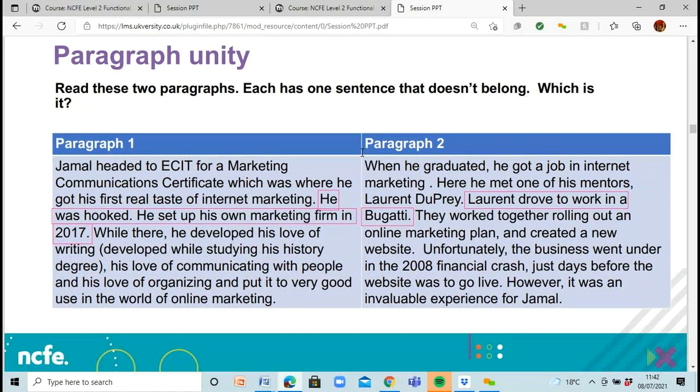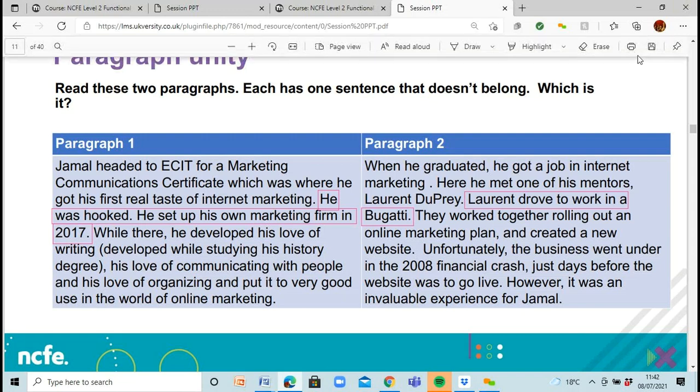So paragraph 1. Jamal headed to ECIT for a marketing communication certificate, which was where he got his first real taste of internet marketing. He was hooked. He set up his own marketing firm in 2017. While there, he developed his love of writing, developed while studying his history degree, his love of communicating with people and his love of organizing, and put it to very good use in the world of online marketing. So what's out of place here?